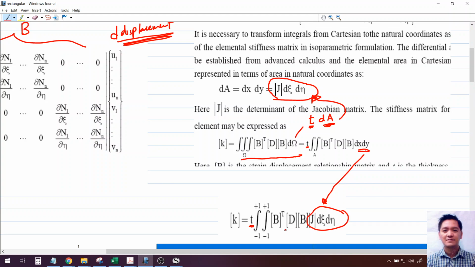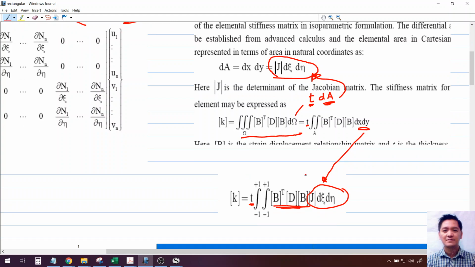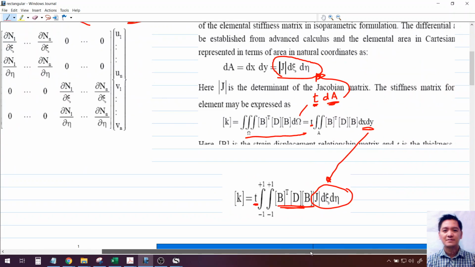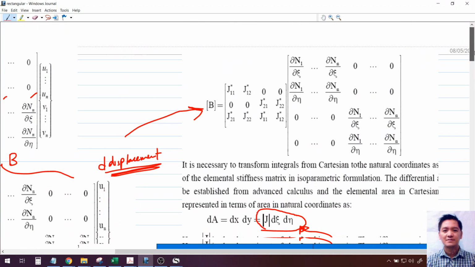And then, still, nandun pa rin yung B transpose dB. No? As consistent with our concept, since axial, since beam, since triangular element. Okay, and again, dahil Gauss quadrature ang gagamitin natin, our boundary is from -1 to 1. Okay. What else? So that's it. No?